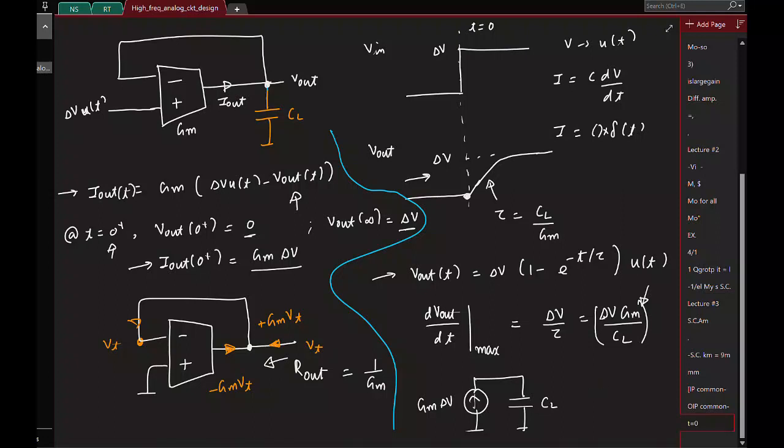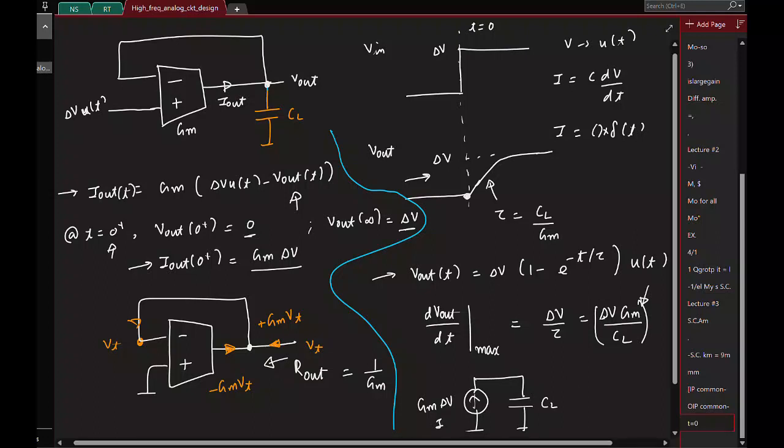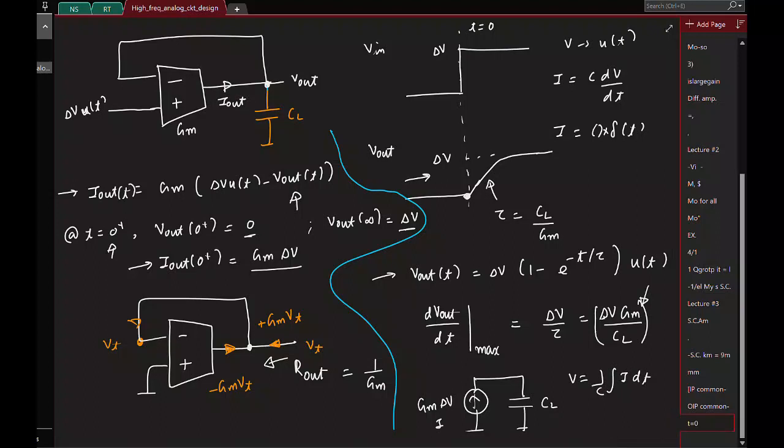If I have a current I flowing into a capacitor C, what is the voltage? Constant current I. Voltage of the capacitor is this guy, right? I am saying I is constant. It's basically I by C times t. And here I is Gm times delta V, and this is the slope we have, right?